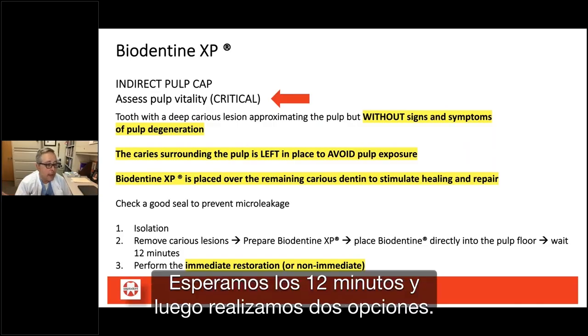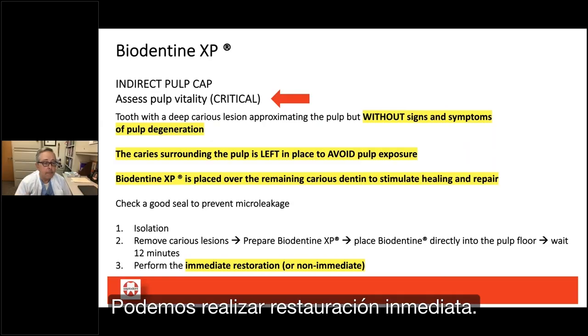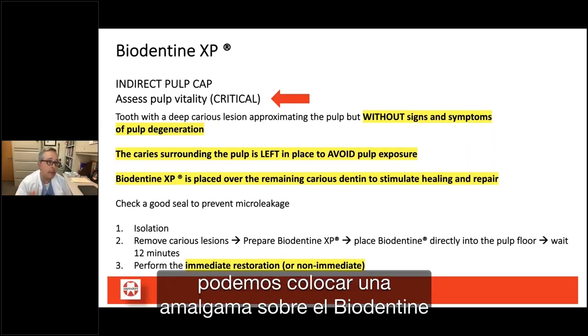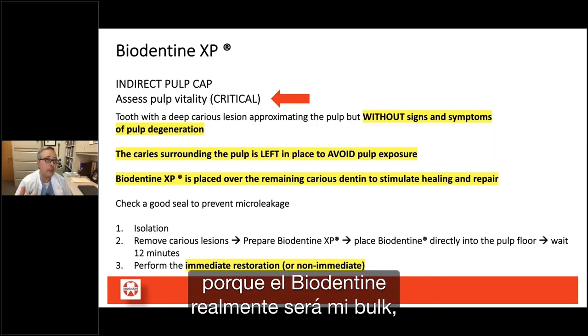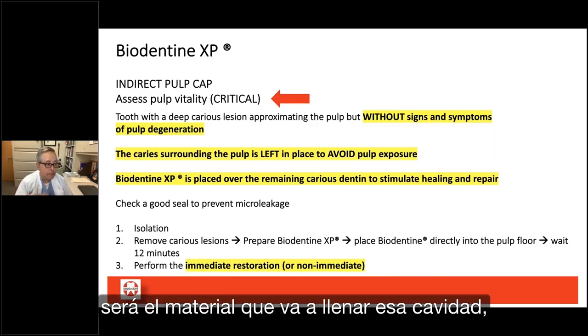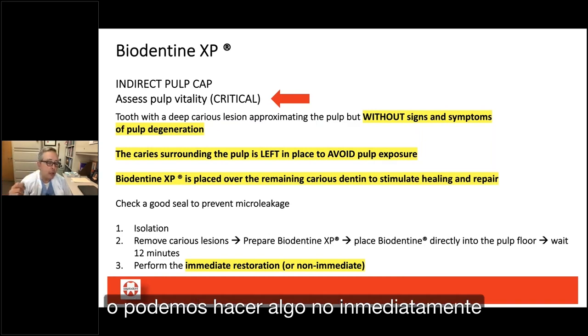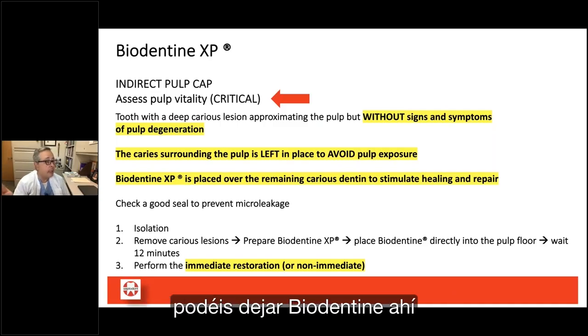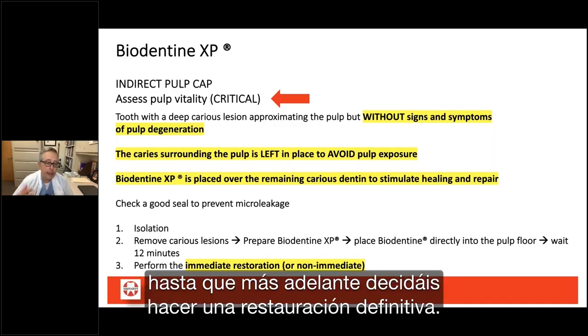We wait for the 12 minutes, and then we have two options. We can perform an immediate restoration, so we can place a composite or an amalgam over the Biodentine, because the Biodentine will be my bulk, the material that is going to fill that cavity. Or we can do something non-immediate, and we can just leave the Biodentine there until later on you decide to do a final restoration.